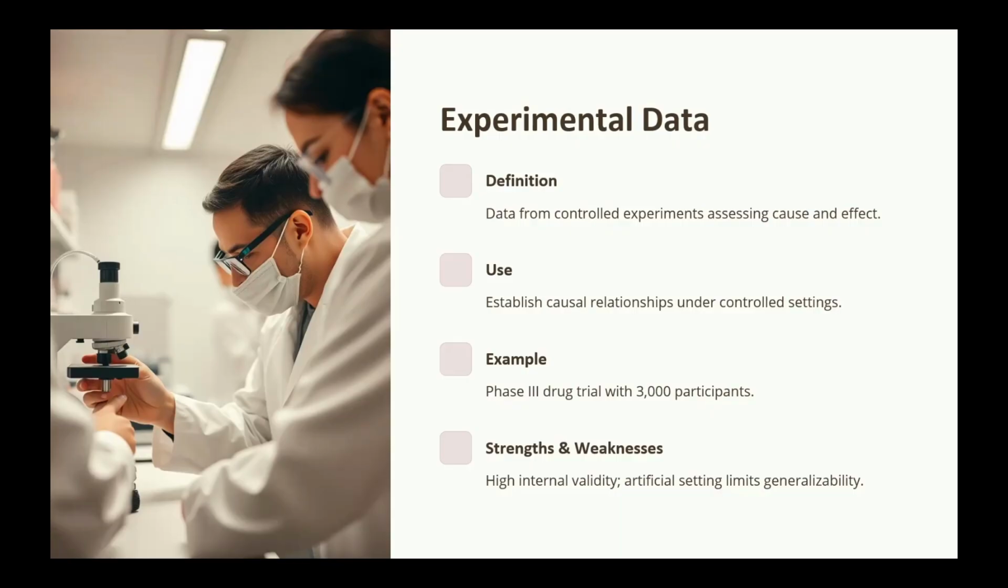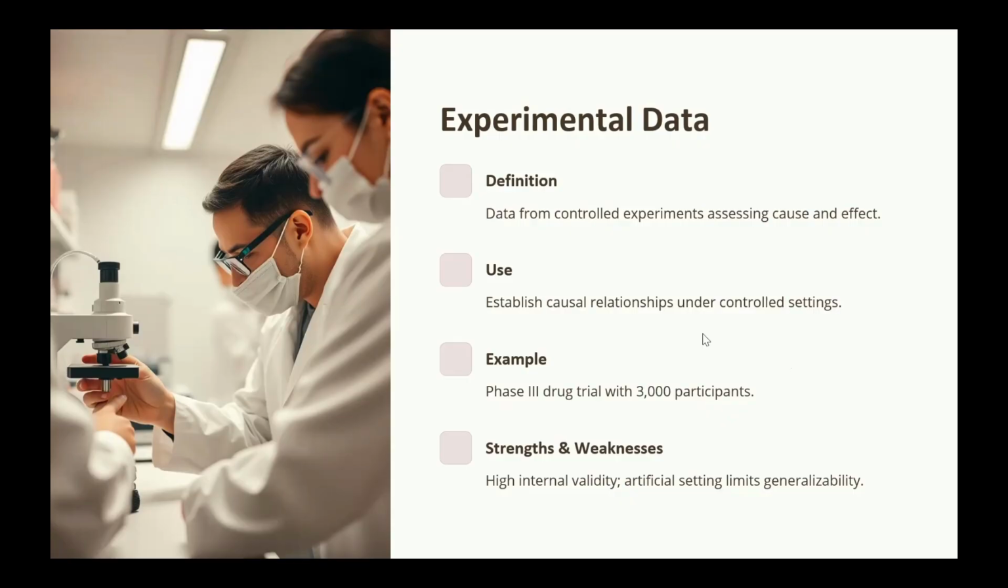So if you are the type that will be involved in laboratory experiments, bringing out different things, and you want to look at the reaction of an enzyme on a particular thing, this is also a form of experimental data. This is what we call experimental data. And it has its own strengths and weaknesses. It has high internal validity, and artificial settings limit generalizability.